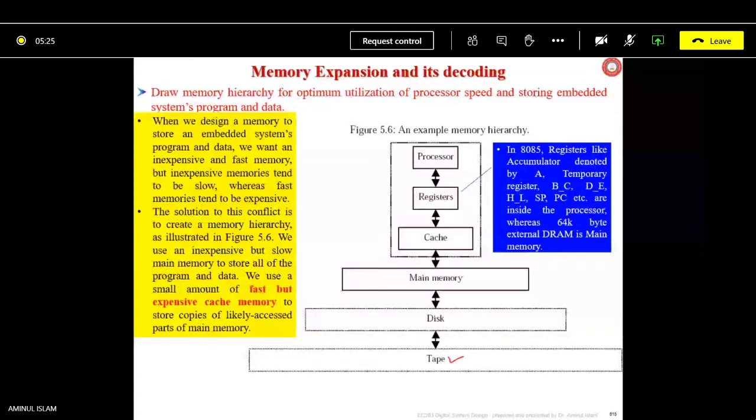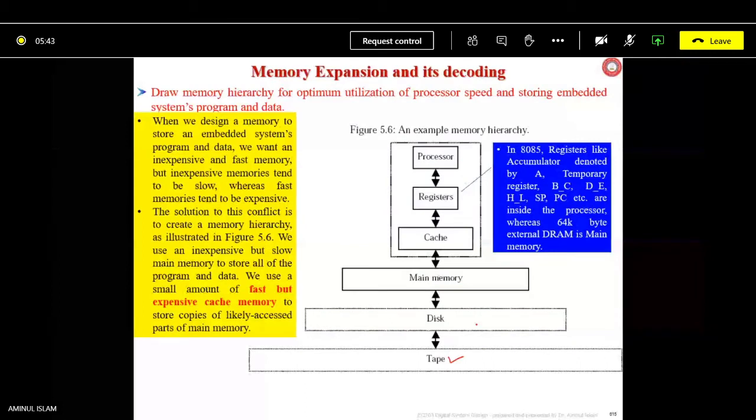I mean plastic film on which magnetic metal is sprayed, and on that magnetization is done for 1. If not magnetized, then it is 0. Like that, information is stored. This is a serial read-write method.